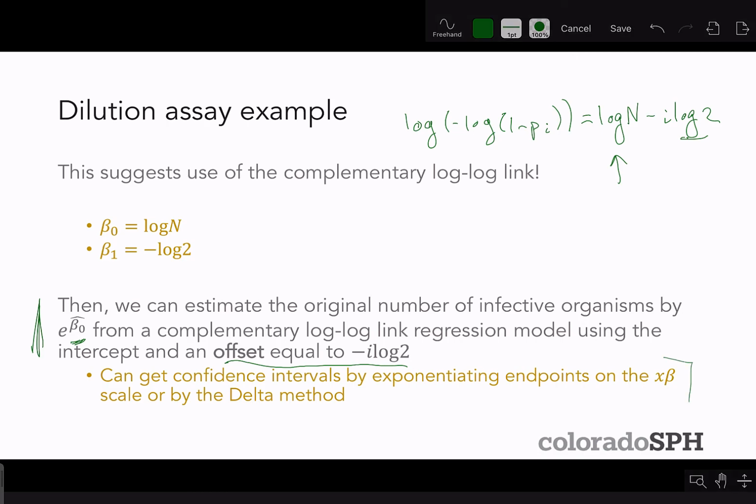And you can get confidence intervals by exponentiating the endpoints on the x beta scale or using the delta method. And there's a homework question related to the confidence intervals in a similar scenario, and you can either use the delta method or you can exponentiate endpoints on the x beta scale. Either way will be acceptable.